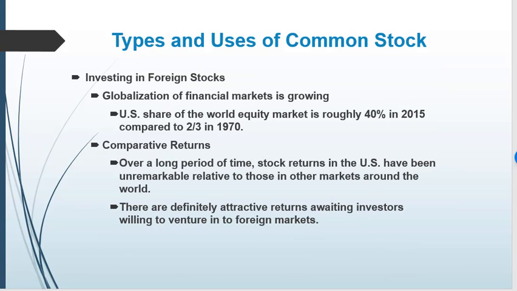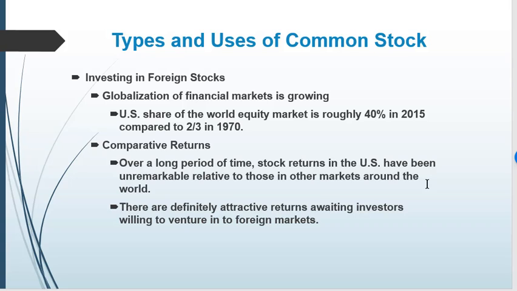Just to switch gears a little bit, let's talk briefly about international investing. Overall, we find that the United States is a huge piece of the stock market. So right now they're saying in 2015, the United States share was about 40%. Now that's down a little bit from 1970. So it's not that there are fewer U.S. stocks, it's just that there are more foreign stocks at work here.